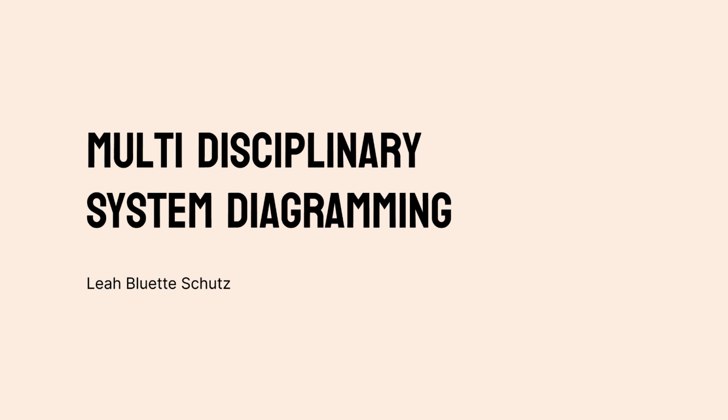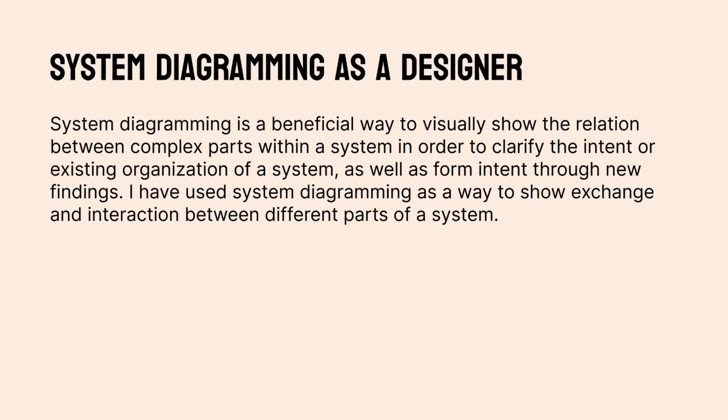The visual strategy I decided to focus on is system diagramming, because this is one of the most commonly used forms of visual rhetoric that I use in my schooling. The way I've defined system diagramming as a designer is that it is a beneficial way to visually show the relation between complex parts within a system in order to clarify the intent or existing organization of a system, as well as form intent through new findings.